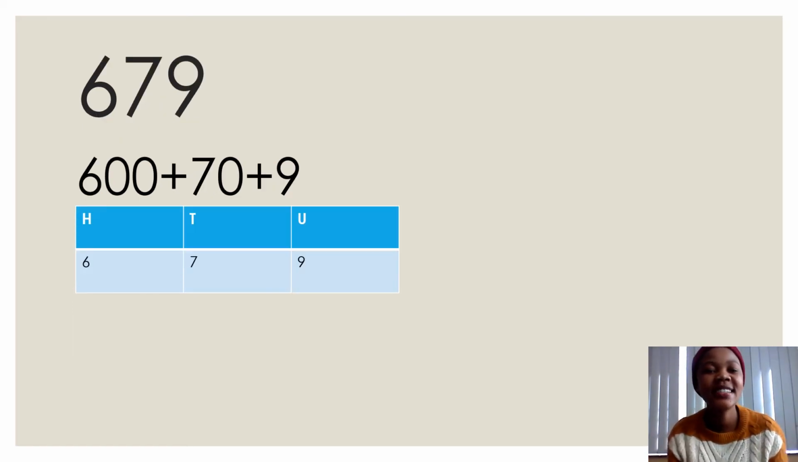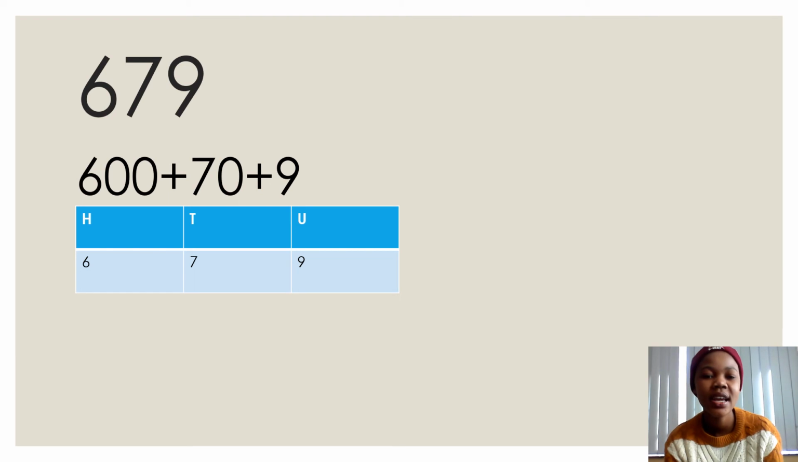Our second example is 679. We're supposed to break this number down as 600 plus 70 plus 9. In this case, we have 600, we have 7 tens and 9 units, or ones.